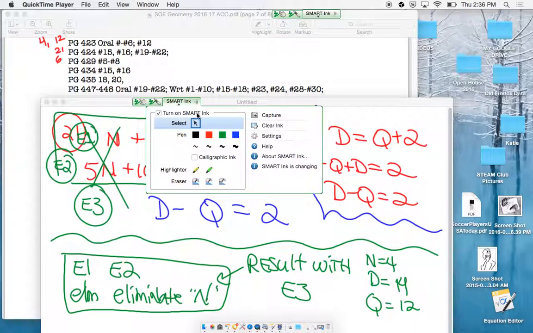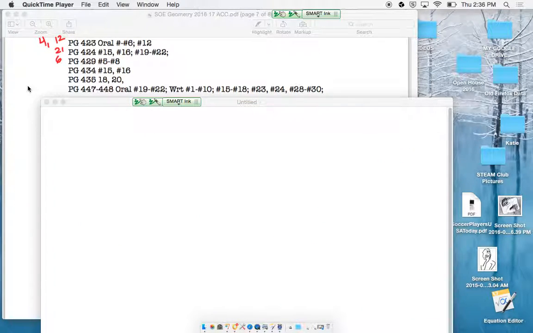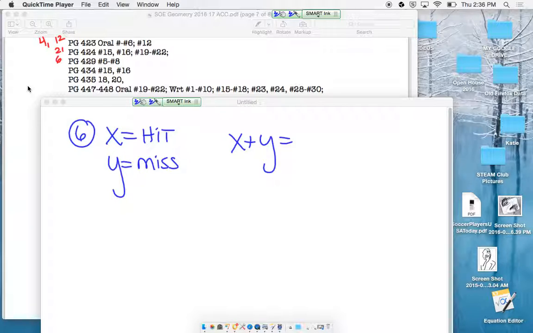And then finally, let's move to page 429, and let's look at a problem like number 6. Page 429, number 6, okay? So this is at an amusement park. You're throwing at a bullseye. I will let X be a hit and Y is a miss. So this person has 30 attempts.